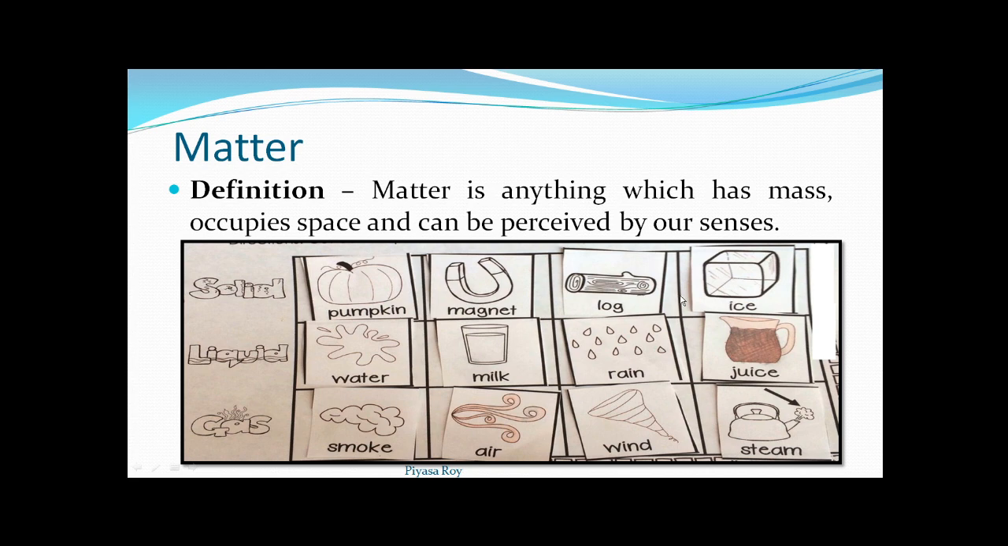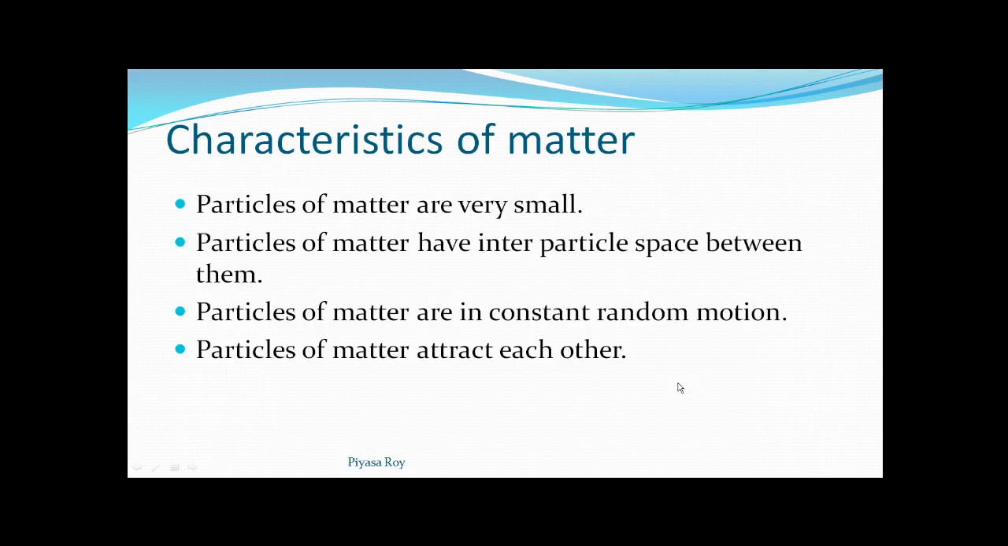In the first row, all these occupy space and can be perceived by our senses, and all have some definite mass. Liquid: water, milk, rain, juice, these are liquid matter. Smoke, air, wind, and steam, these are gaseous matter. So these are some examples of matter.